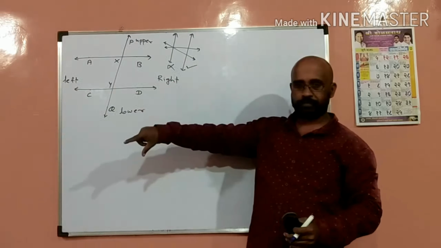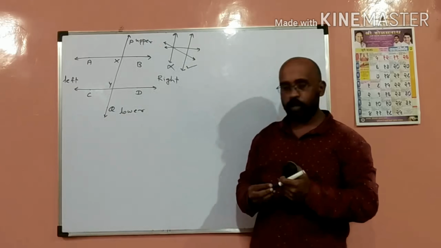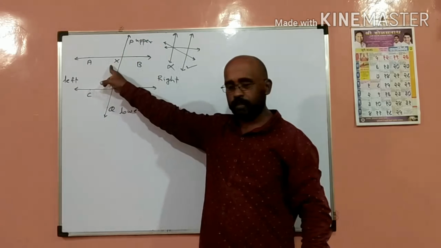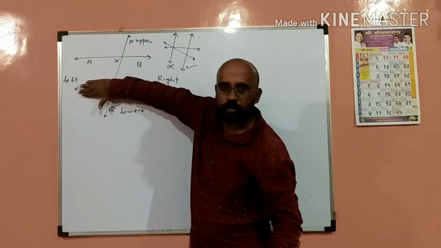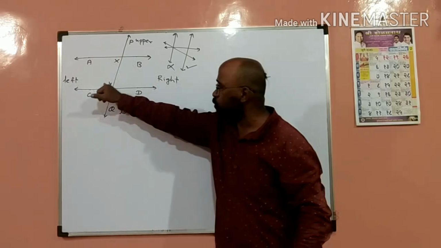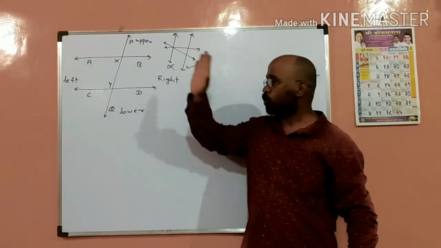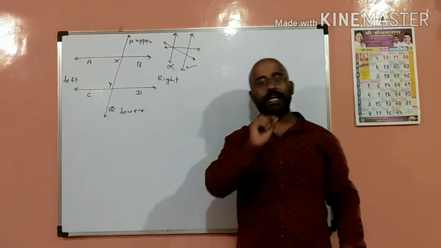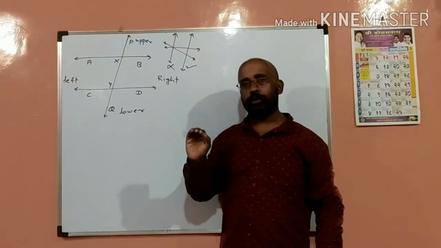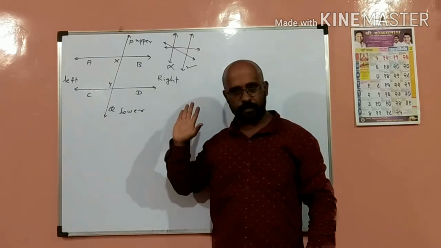Now what will happen after this transversal is drawn? See students, here four angles are created, isn't it? Because this part we have revised in the last lesson. Similarly here also four angles are created. So because of transversal, totally 8 angles are created. Clear? Today we are just going to see which angles are there.